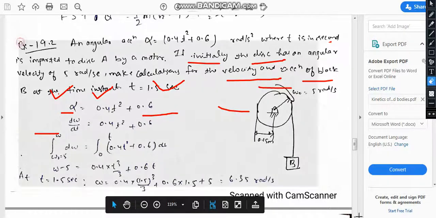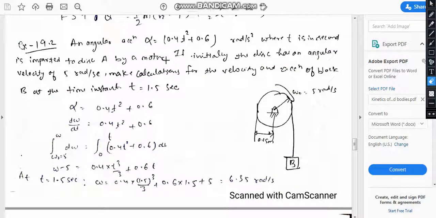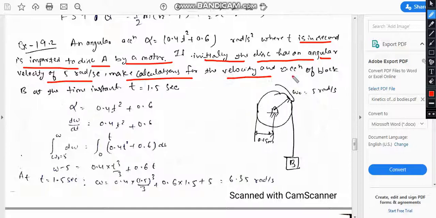An angular acceleration alpha equal to 0.4 t square plus 0.6 radian per second square, where t is in seconds, is imparted to disk A by a motor. If initially the disk has an angular velocity of 5 radian per second, calculate the velocity and acceleration of the block B at the instant t equal to 1.5 second. Initially the angular velocity is 5 radian per second and the radius is 0.15 meter. Here it is already given, and this is B.